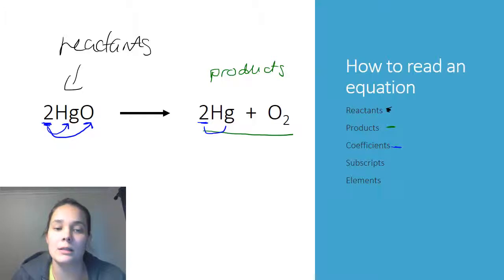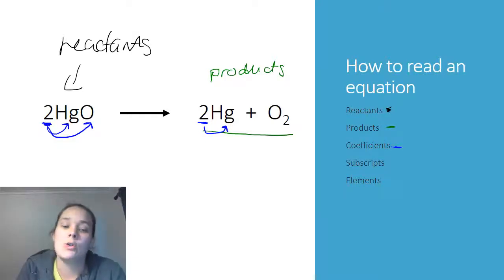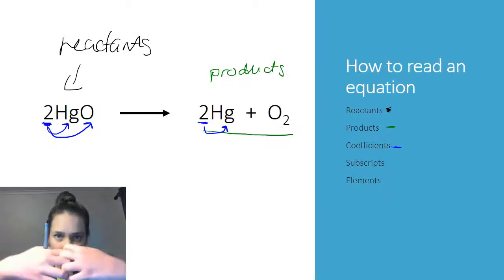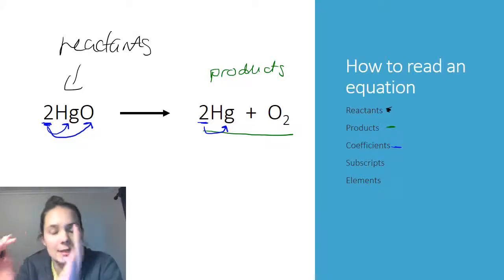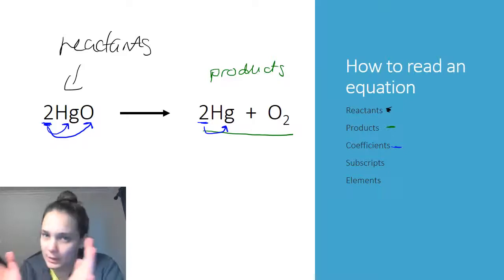So in this case, the 2 out the front in the first reaction from our reactants applies to both the Hg and the O. So I have 2 Hgs and 2 Os stuck together. In my products, on the other hand, I've got 2 Hgs, just 2 by themselves. They're not together. So I've got a Hg and an O in my reactants, and I've got 2 sets of those. So my Hg and O stuck together, 2 sets of that. In my products, I've got 2 singular Hgs. They're not stuck together.